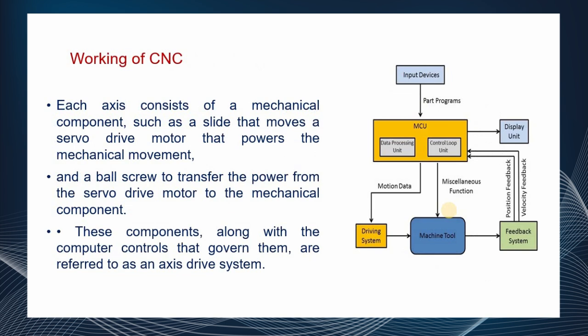And how does computer numerical control work on the principles? Each axis consists of a mechanical component such as a slide that moves, and a servo drive motor that powers the mechanical movement. The ball screw transfers the power from the servo drive motor to the mechanical component. These components along with the computer controls that govern them are referred to as the axis drive systems.